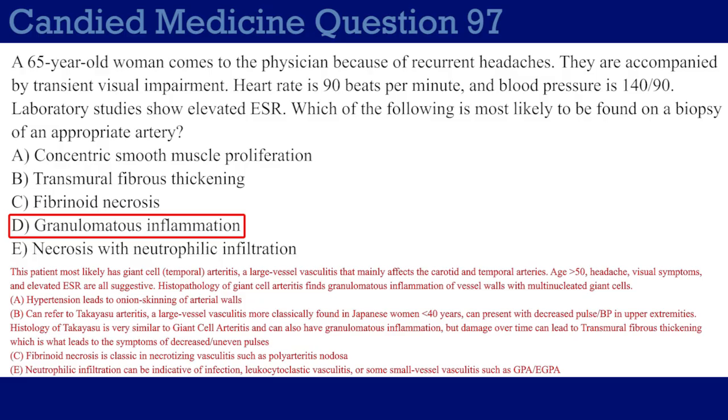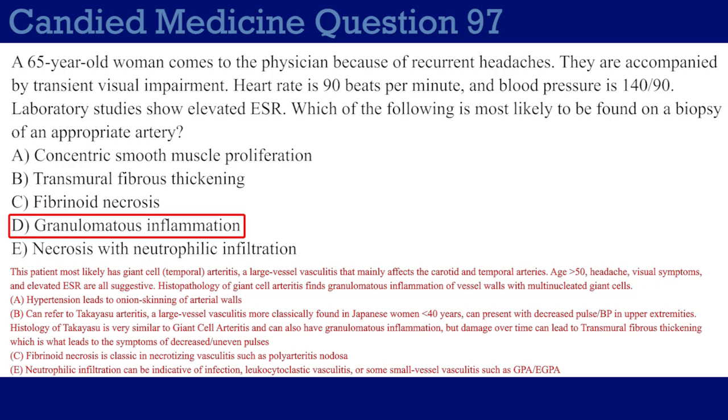This can technically refer to hypertension as well, but it's also something we tend to hear with Takayasu arteritis, which is another large vessel vasculitis. Compared to giant cell arteritis, Takayasu arteritis is more found in younger patients, less than 40 years. It's found mainly in Japanese women or Asian women. You can find decreased pulse or BP in the upper extremities. That's because Takayasu arteritis tends to involve the aorta and the big vessels there, as opposed to the carotids or the temporal arteries like giant cell arteritis does.